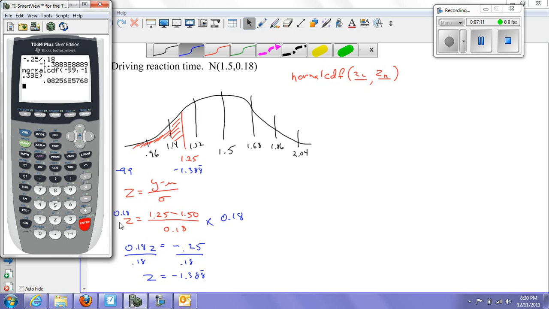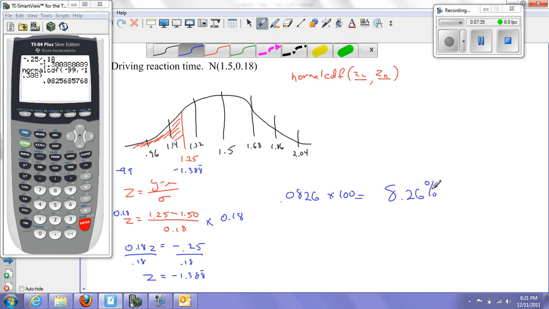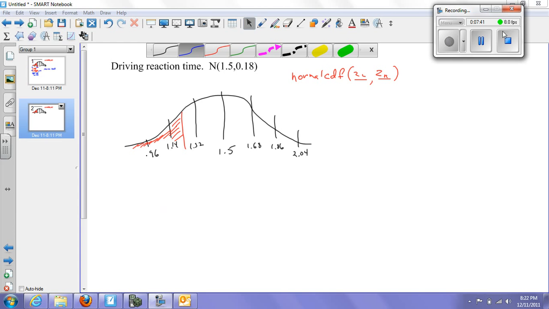So the answer to this part of the problem is 0.0826, and I multiply that by 100 to give me 8.26%. And that's the answer to this first part of the problem, part number C. Let's go now to part number D.